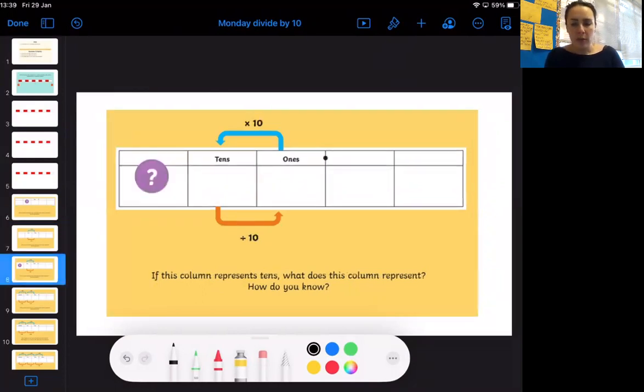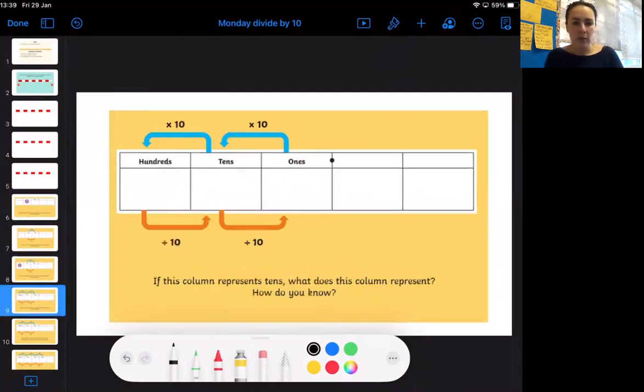What does this column represent on my place value grid? It would represent hundreds, and you know that every time you move to the left on the place value grid, you are multiplying by 10 and multiplying by 10 again. So if I had 1 in my place value grid and I was multiplying by 10, it would end up as 10. And if I had 1 in my place value grid, but I was multiplying by 100, it would be 100. We move it one space across to the left on our place value grid.